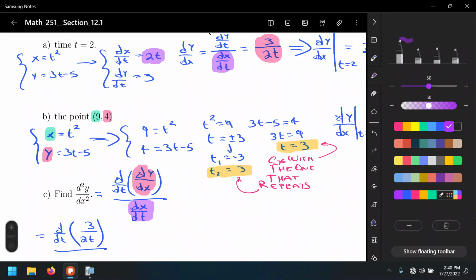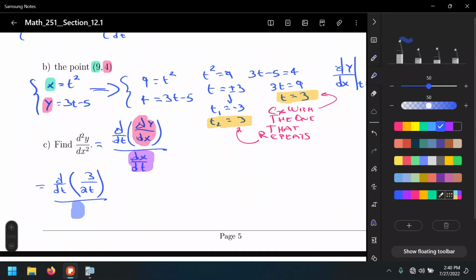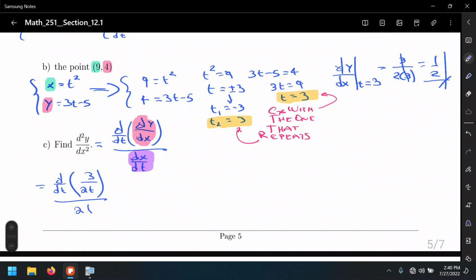So this is 2t. Oh, come on, it's the highlighter. That's 2t. And we cannot differentiate this 3 over 2t as is because the t is in the denominator of that fraction. Let's write it with t in the numerator: 3/2 t to the negative 1, over 2t. And that's negative 3/2 t to the negative 2, the whole thing over 2t.